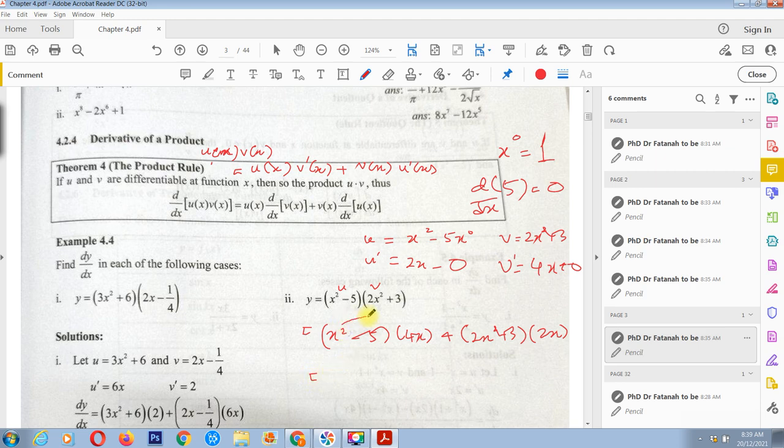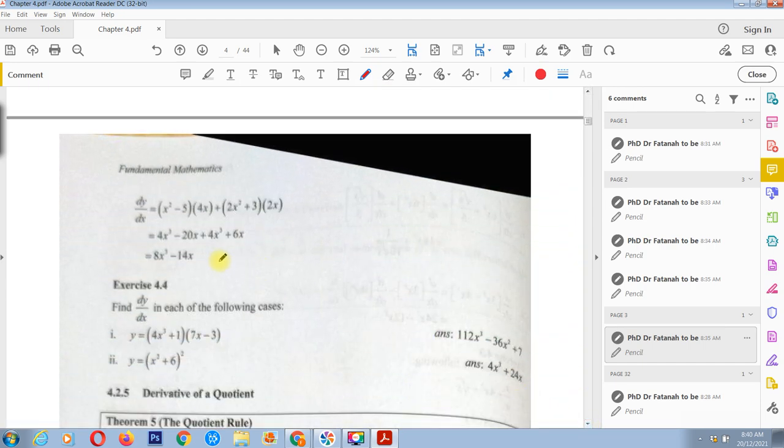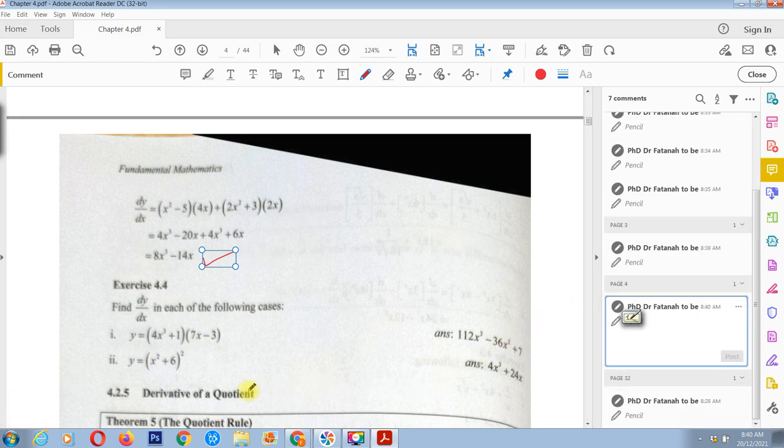And then simplify. So simplify, we have 4x cubed minus 20x plus 4x cubed plus 6x. And then simplify again here. So we will get 8x cubed minus 20 plus 6x, so we will get negative 14x. Okay, so negative 14x.